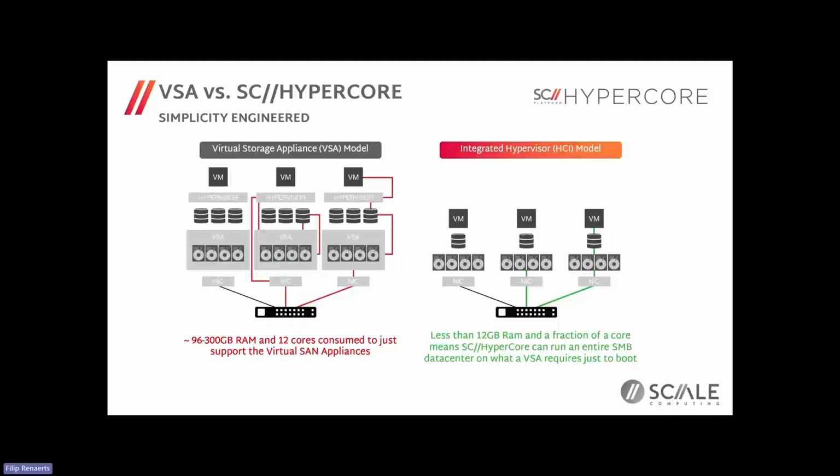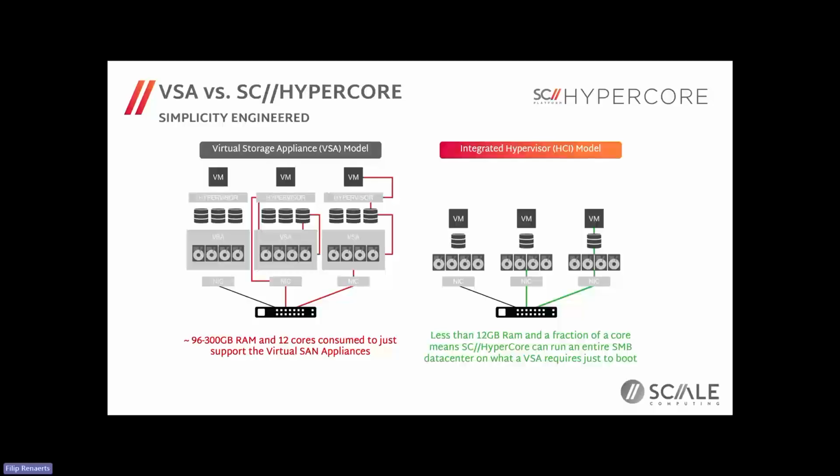Second difference is that a virtual storage appliance model consumes quite a lot of resources. In the best case, on the left side, you have 96 gigs of RAM that you need, and you need 12 cores. You not only need them because you need the hardware for it, but often these vendors have a core license, so you also pay for those cores. In our case, with Scale Computing HyperCore, you will need less than 12 gigs of RAM, so 4 gigs of RAM per node, and a fraction of a core.